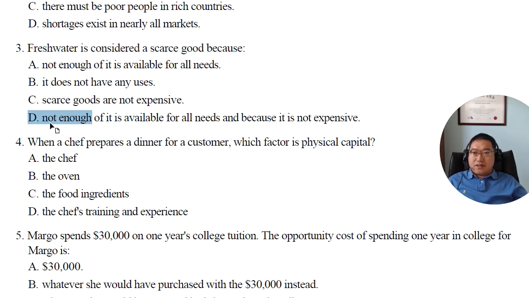Okay, D. Fresh water: not enough of it available for all needs, and because it is not expensive. Again, it plays with this idea of inexpensive. First of all, inexpensive may not be universally true for fresh water. And even where it is inexpensive, sometimes we are still advised to save fresh water. There were years of droughts in California, and people were told to save water, not to water their lawns.